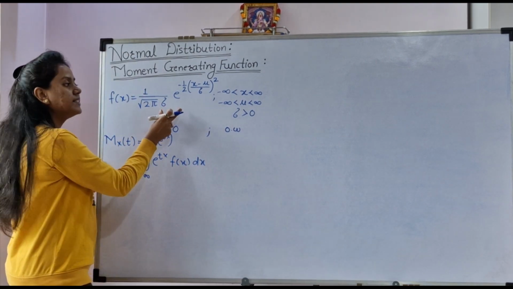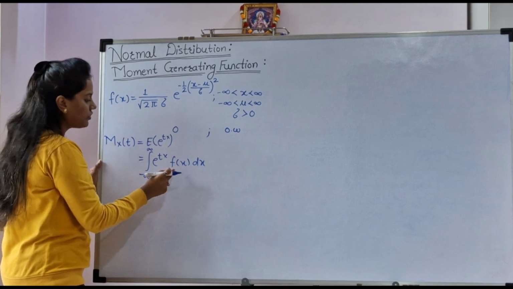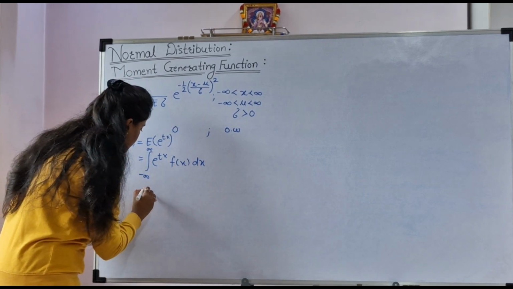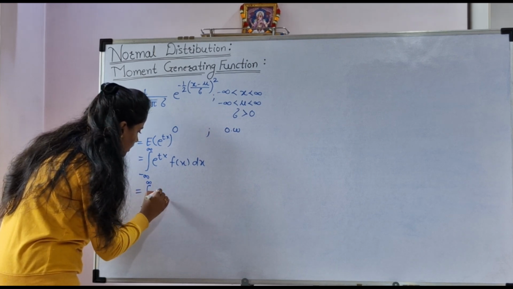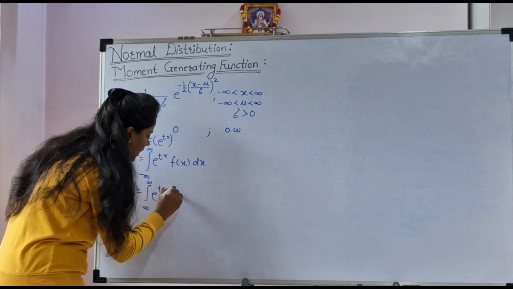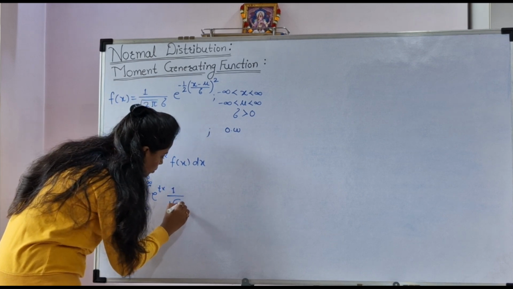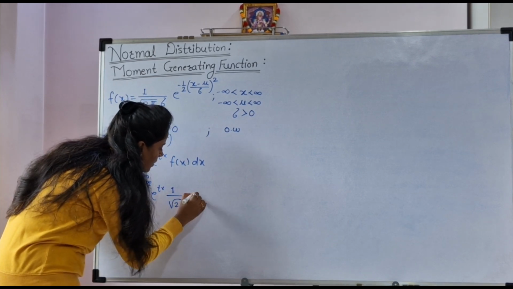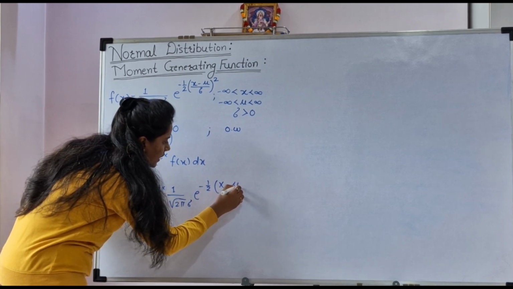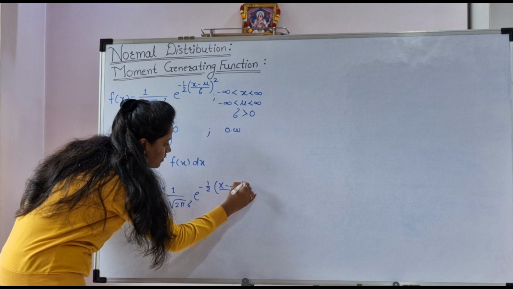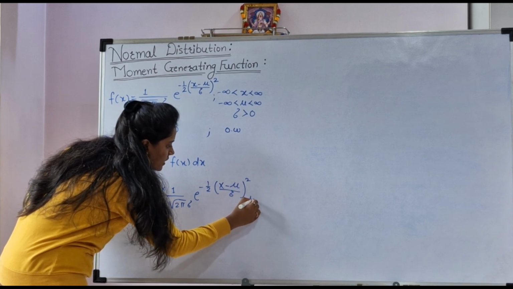Now here the density function is given. We will write that here. So we will get the integration from minus infinity to infinity of e to the power tx, 1 upon root 2 pi sigma, e to the power minus half ((x minus mu) upon sigma) whole square dx.